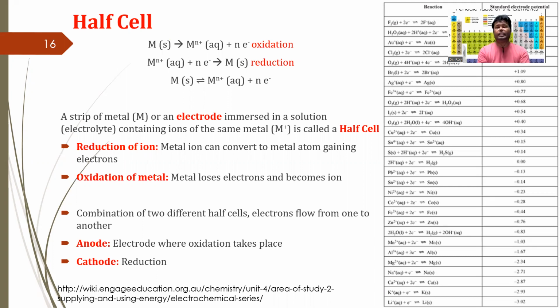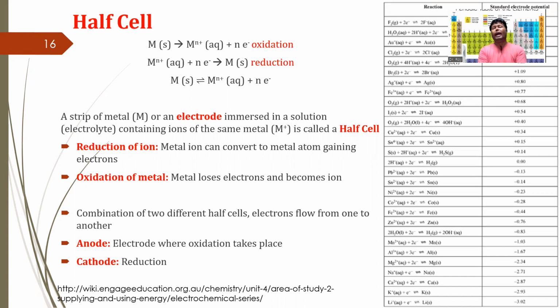So what is the difference between the electrochemical cell and the electrolytic cell? In an electrochemical cell, electricity is generated by a chemical reaction. And in an electrolytic cell, the chemical reaction happens by the passing of electricity.